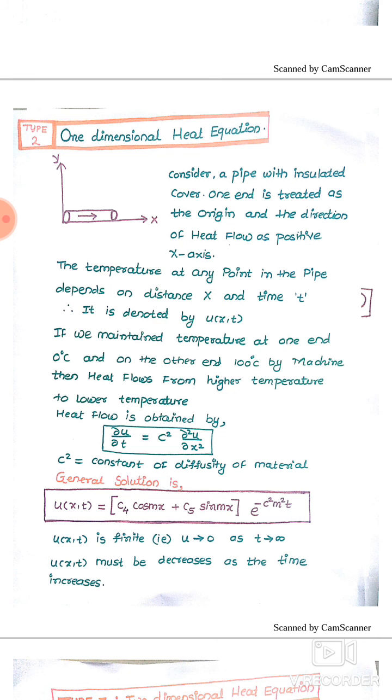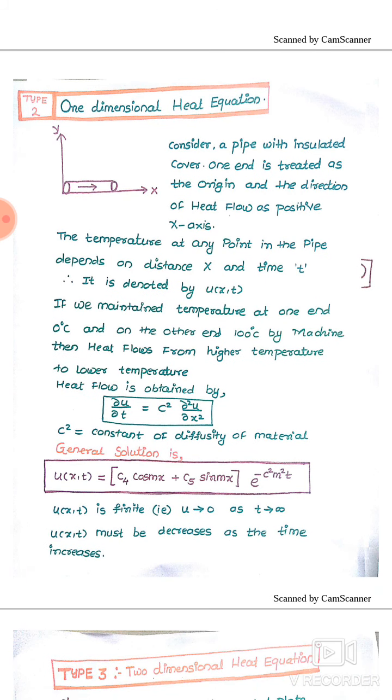∂u/∂t is equal to c² ∂²u/∂x². So this c² is nothing but what? The constant of diffusivity of the material. It depends upon the material of the pipe.